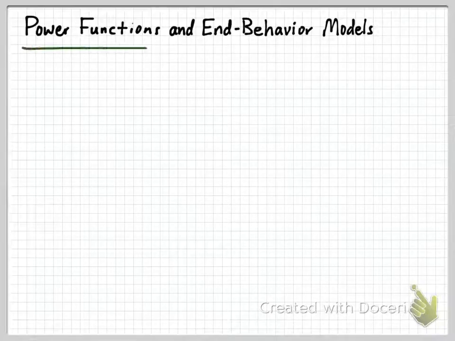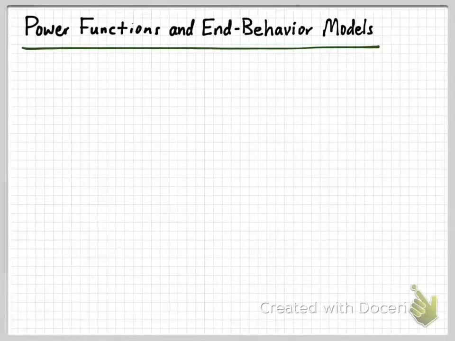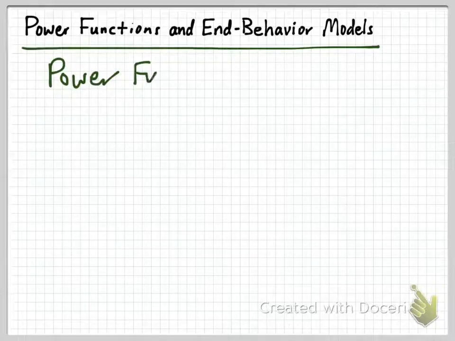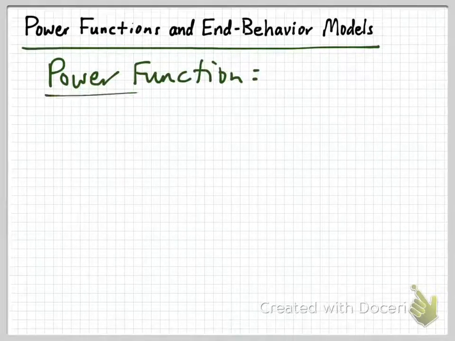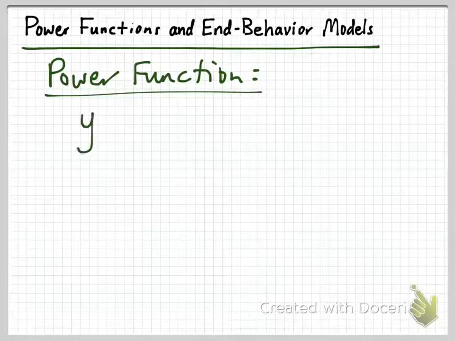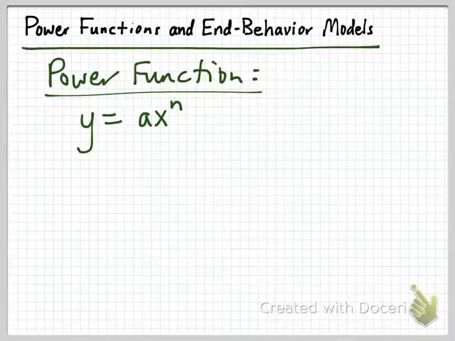In this video we're going to be talking about power functions and end behavior models. Just to define what a power function is, a power function is any function in which you've got y equals a times x to the nth power, and in this case this is still a polynomial. We discussed polynomial functions in the most recent video.